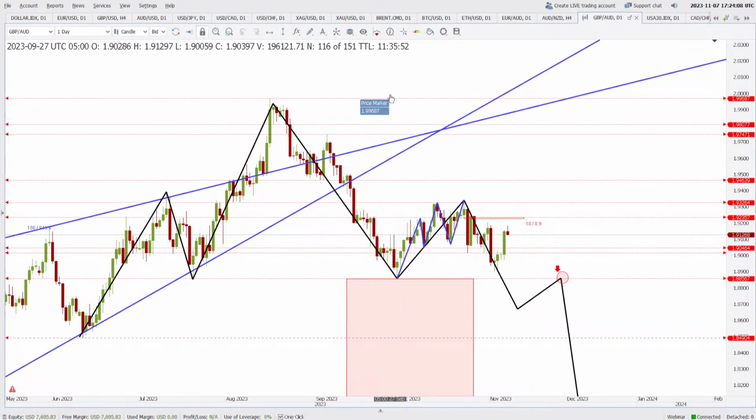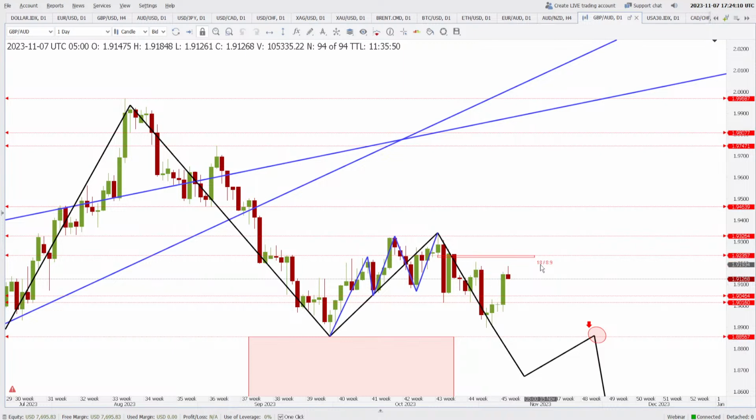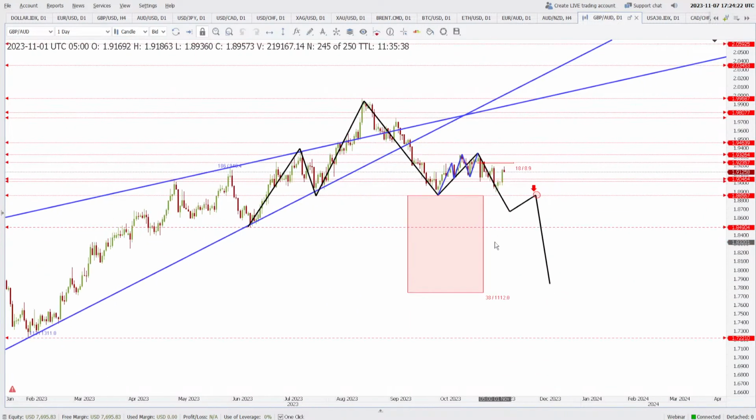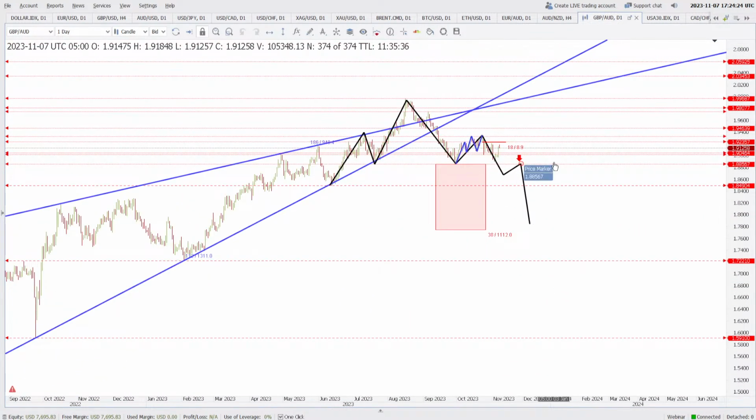GBP against the Australian dollar, although it is rising right now, but we are expecting a down move below 1.8856, and that can happen today, tomorrow, day after. We are not sure, but I think this is going to happen in a few days, maybe in a few weeks. But when that happens, we are going to be sellers in this market.